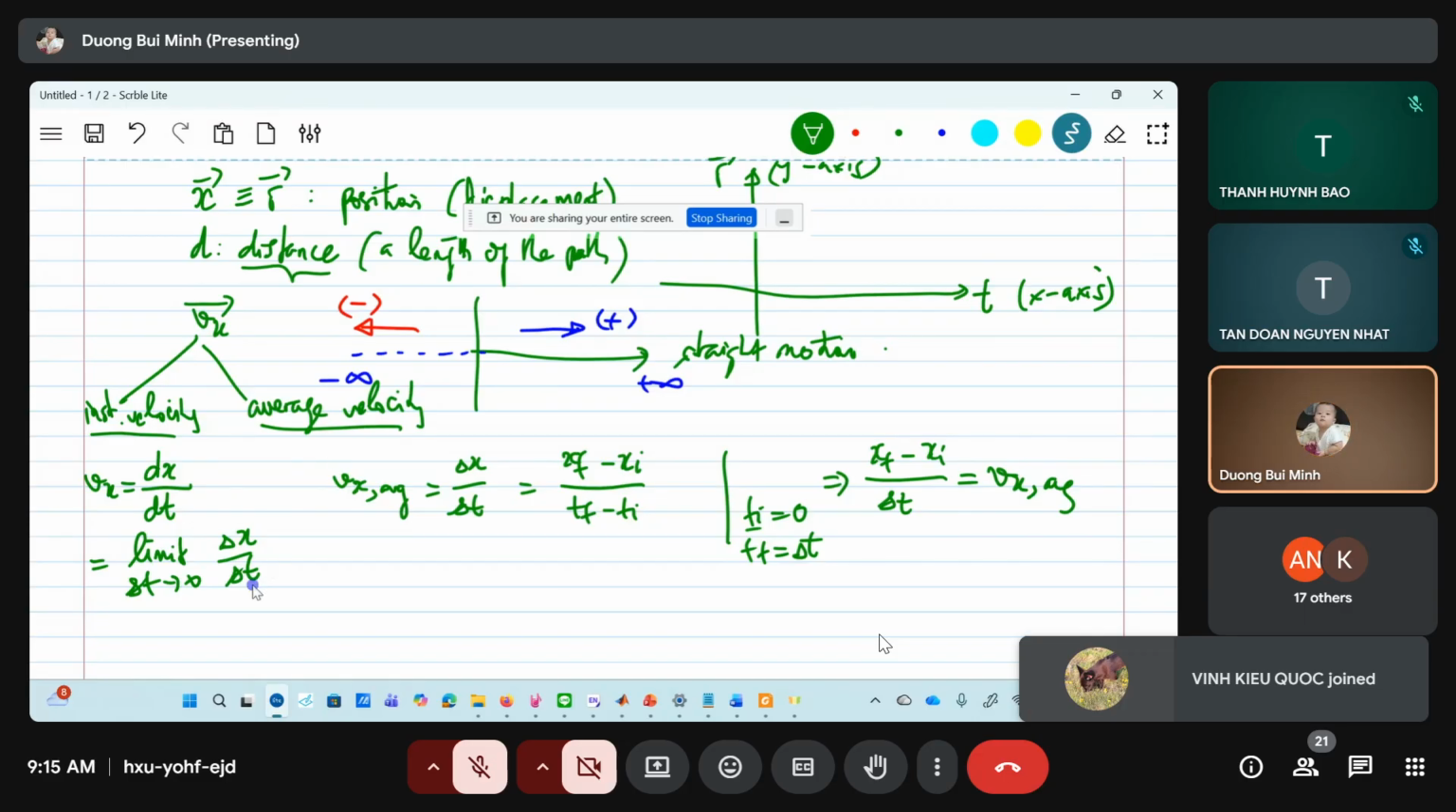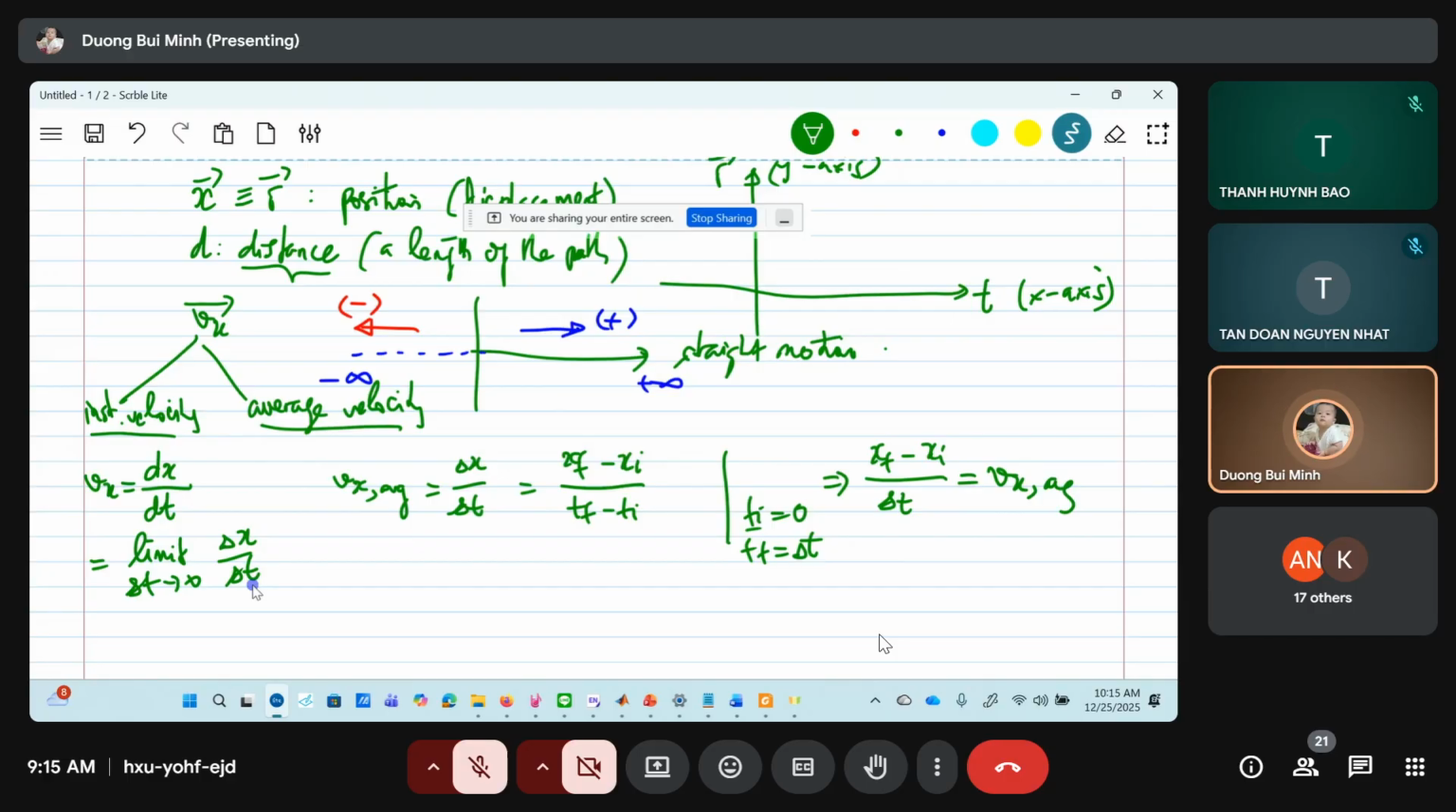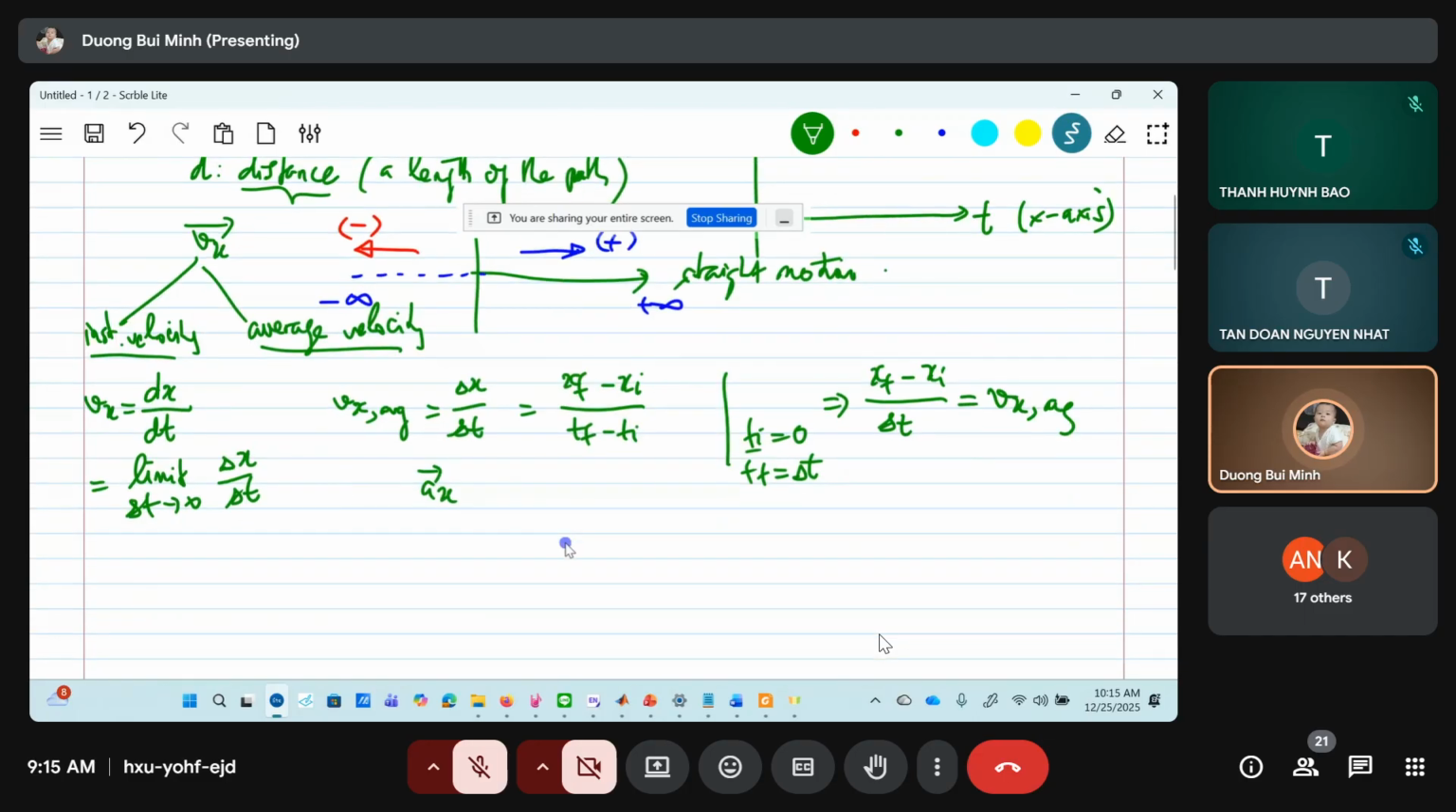We have some examples. We also discussed acceleration, ax. Of course, this is a vector, and we also follow straight motion. For example, on the x-axis, if the acceleration vector points in this direction, it is positive, and here it is negative, because this end is minus infinity and this end is positive infinity.